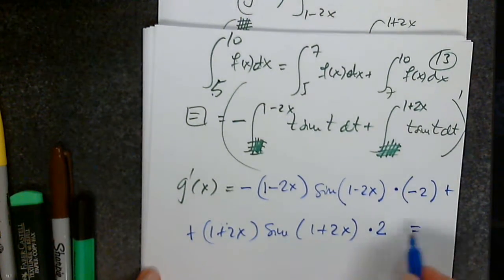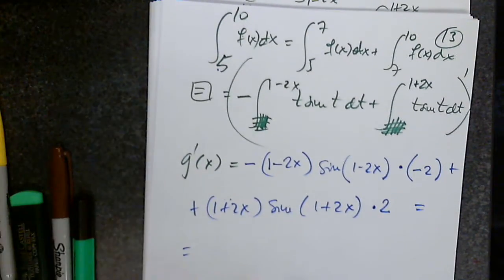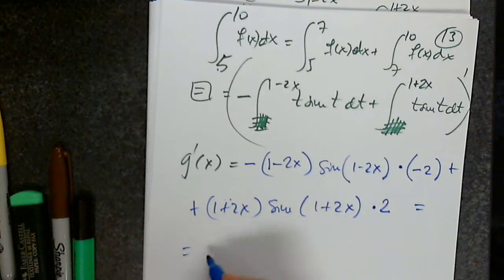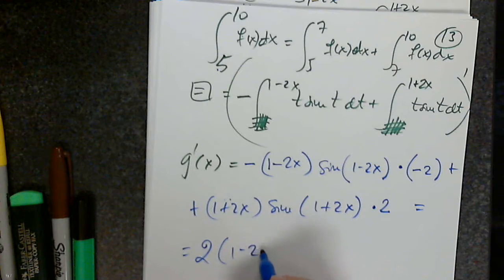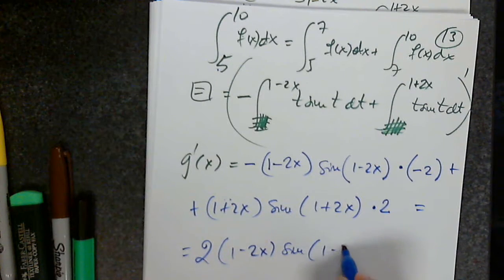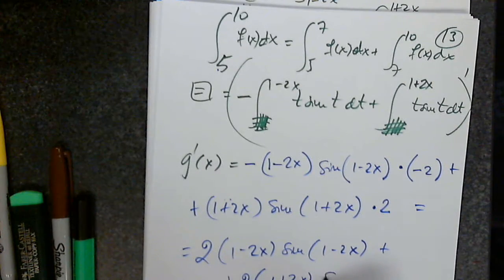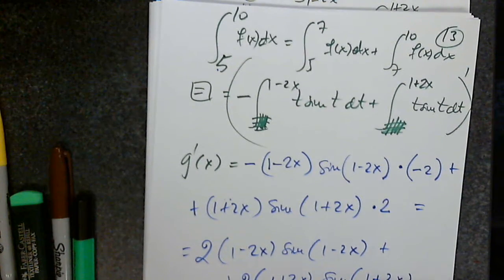Good. So I will just rearrange it a little bit. You cannot do any simplification. I would just put negative 2 in front. So I have 2 times (1 minus 2x) sine (1 minus 2x) plus 2 times (1 plus 2x) sine (1 plus 2x).